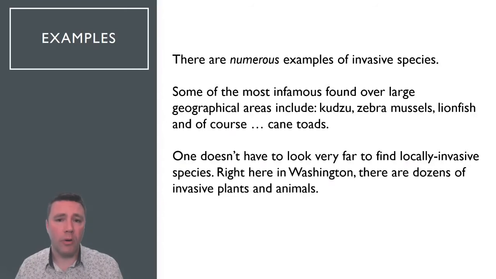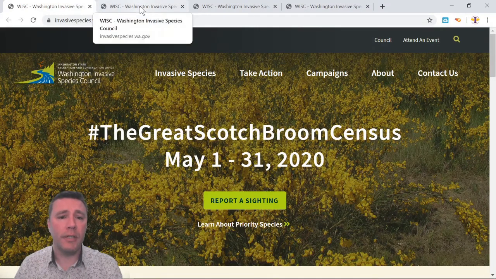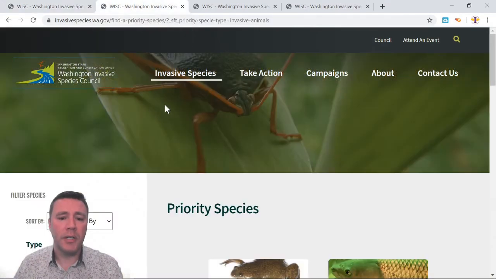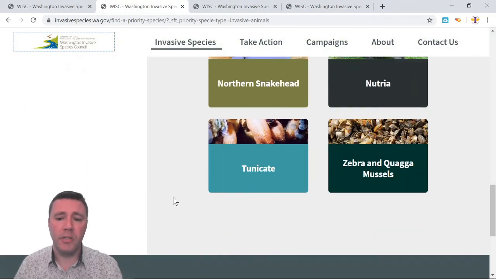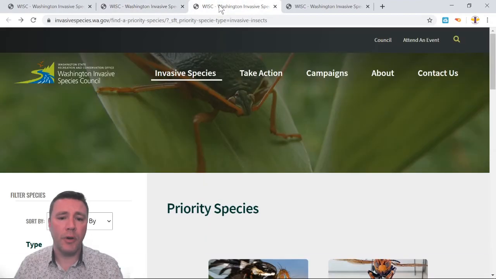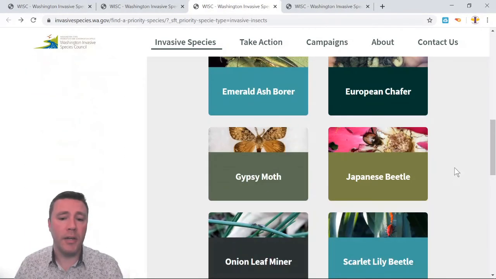We don't have to look very far, though, to find a bunch of examples of invasive species. We can look right here in the state of Washington and find dozens and dozens of examples. The state of Washington maintains a series of websites on which you can learn a whole bunch more about the invasives here in Washington. Some of the examples include the Asian carp. Down here at the bottom of this list, there's our zebra mussels. As far as insects go, the apple maggot is especially destructive to apple orchards. There's the so-called murder hornet here. And then another famous example is the gypsy moth.